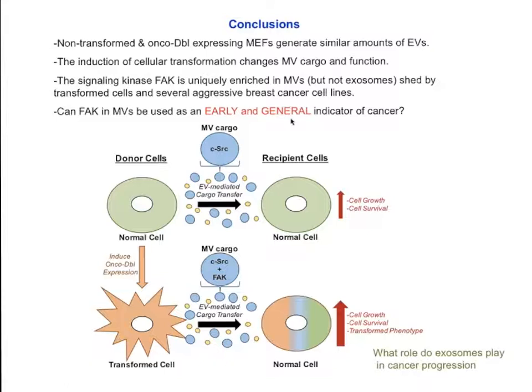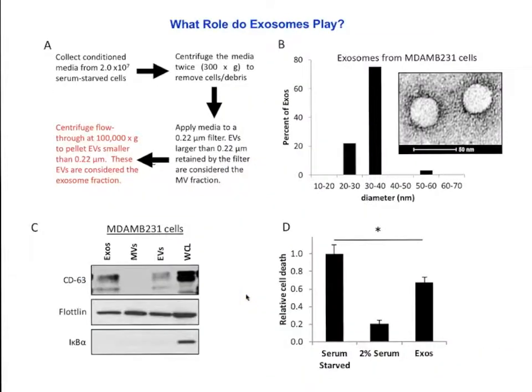So now, in the second part of my talk, I want to tell you a little story that we've been working on involving this smaller class of extracellular vesicles known as exosomes, here depicted in yellow. We wanted to ask, what role might they be playing in cancer progression, given that we've defined microvesicles as playing an important role in cancer progression? How are the exosomes influencing this process?